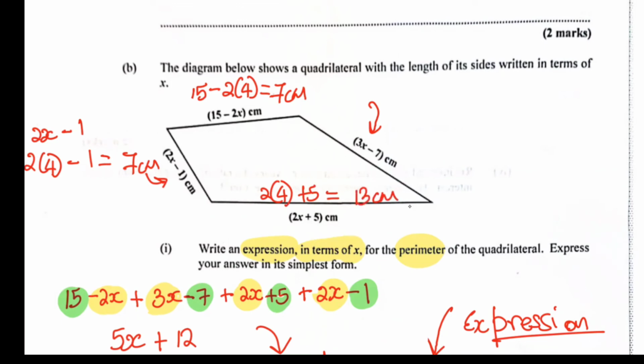And then now for this one, you have 3x minus 7. Remember that you have x, which is 4. So 3 times 4 minus 7. Basically, 12 minus 7 is 5 centimeters. So let me highlight the sides. One is 7 here. The other one is 7 here. The other one here is 5. And the last one here is 13.